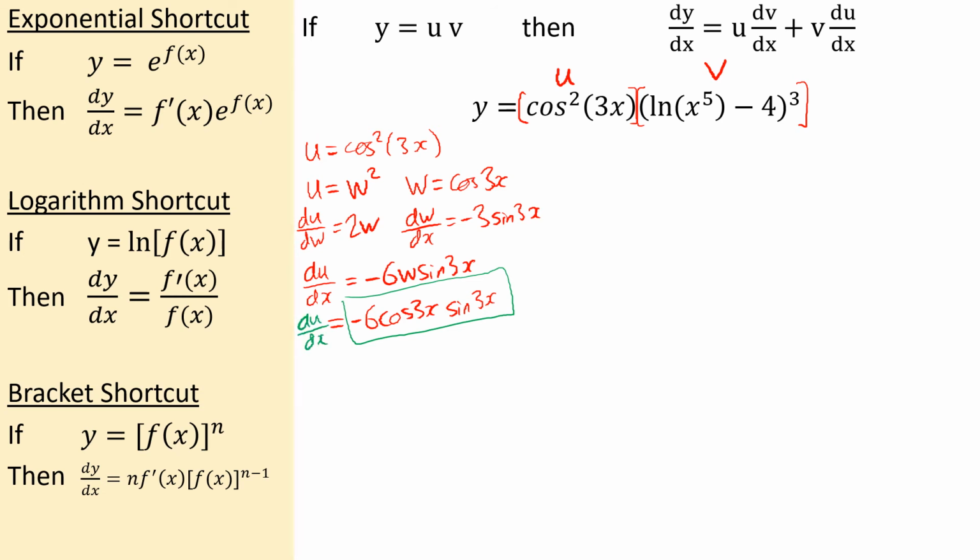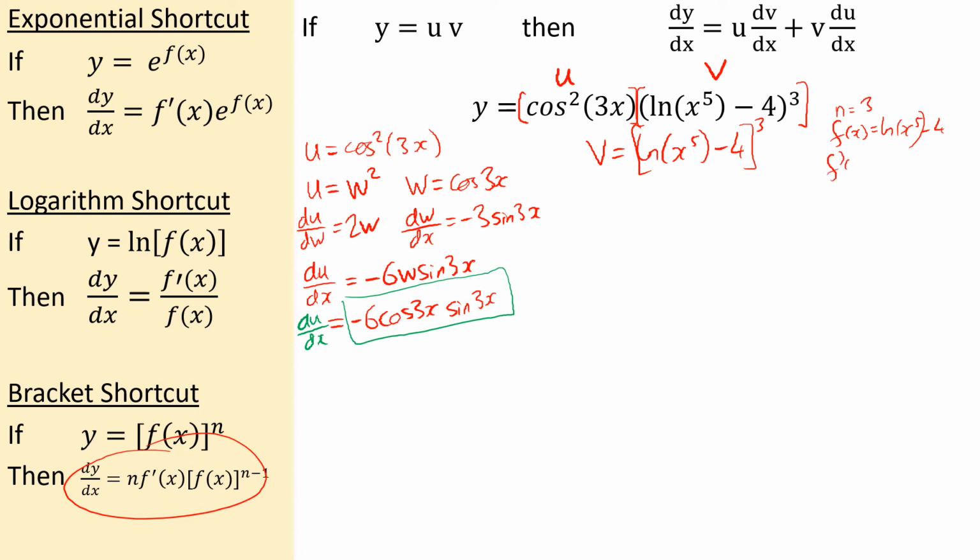Okay, great. Let's do the same with v. So we're saying that v is equal to ln of x to the 5, take away 4, all of that to the power of 3. And we can actually use the bracket shortcut here, because if we look at that, we've got a power, which is 3. We've got a function, which is ln of x to the 5, take away 4. Get that bracket right. And we just need to find f dash of x to use that shortcut.